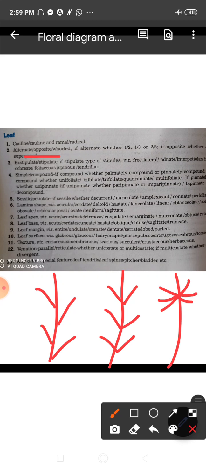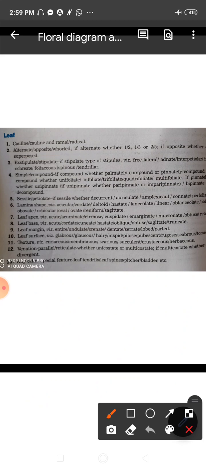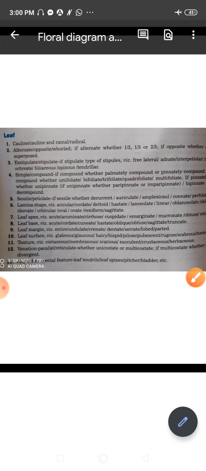So these are the three arrangements: alternate, opposite, and whorled, right? Then we need to explain whether the stipules are present or not, what is the shape of the lamina, whether the leaf is sessile or petiolate. Then we explain, of course, the venation of the leaf, which is very, very important. So whether the venation is parallel or reticulate.